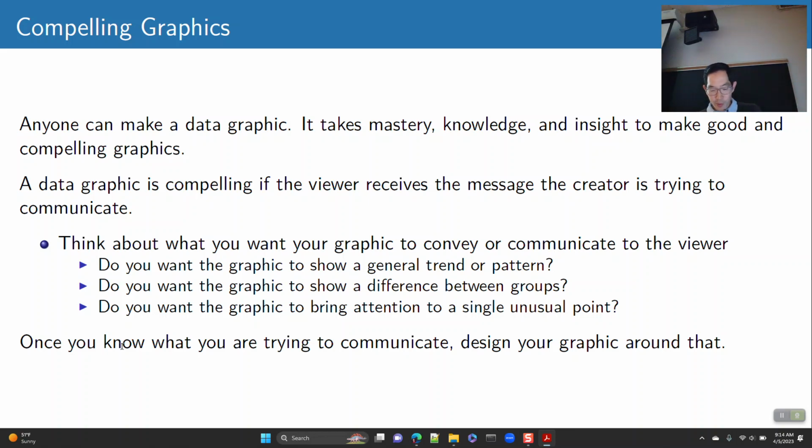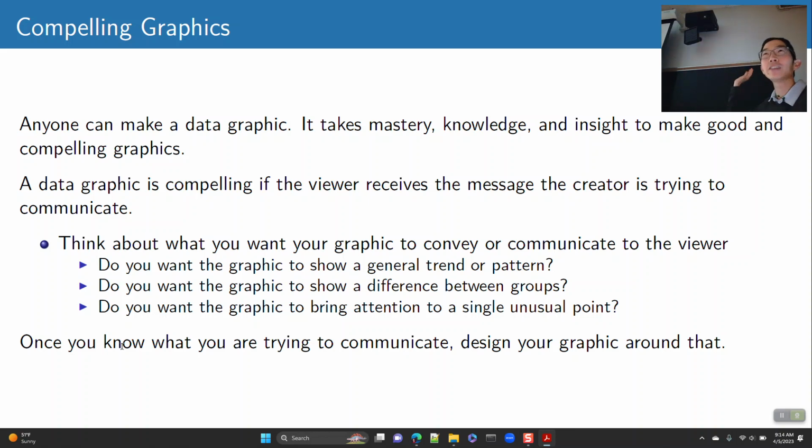Ultimately our goal is, by the end of this course, I want you to have the skills to be able to create compelling graphics, okay? Anybody can make a data graphic, but it takes mastery and knowledge and insight to be able to make good and compelling graphics. I say a data graphic is compelling if the viewer receives whatever message it is that you are trying to communicate, okay? So when you create the graphic, there's a message you want to send to the viewer. Now, if you don't know what that message is, you can't create a compelling graphic, right?